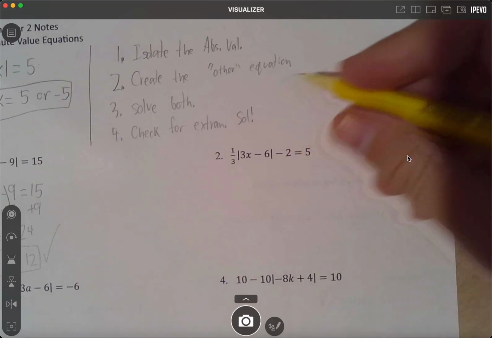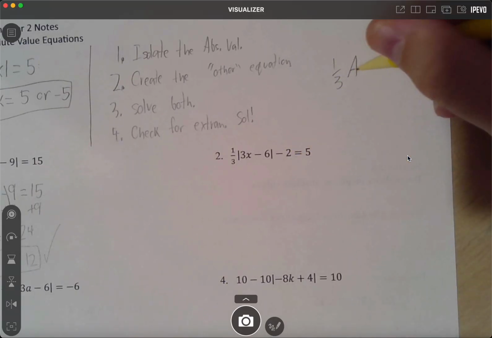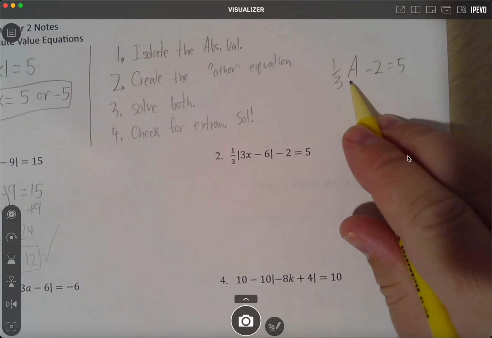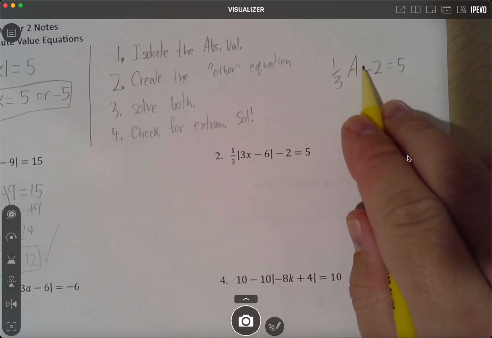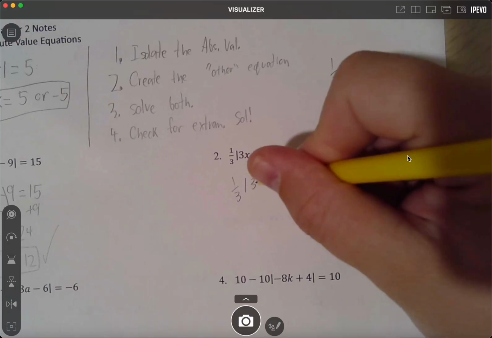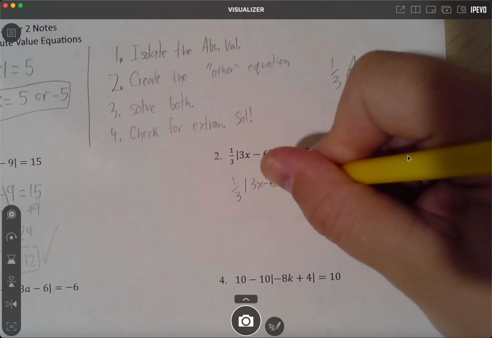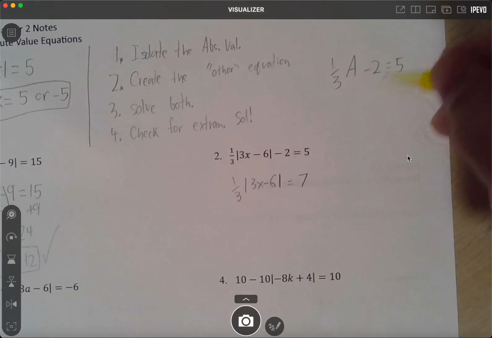Well, we treat this as though it said 1/3 a minus 2 is 5, and we want to get a by itself, right? Think of this whole absolute value as just a variable. And what would you do? Well, you would add 2 to both sides to get your capital A by itself. From there, what would you do?